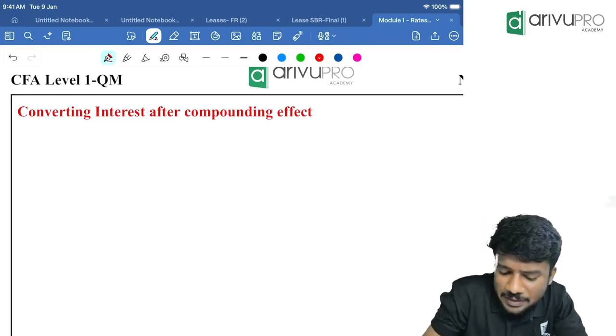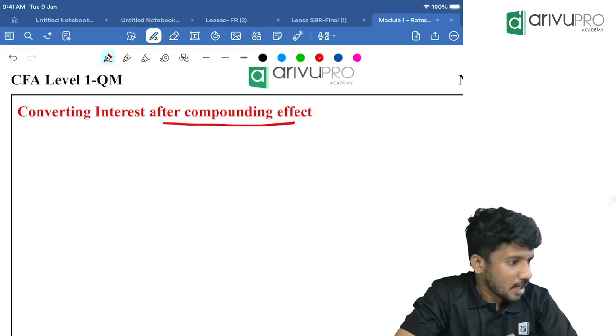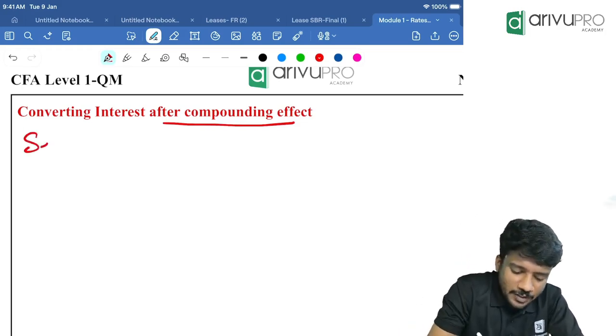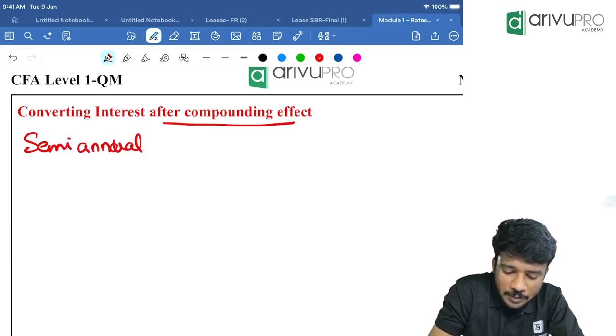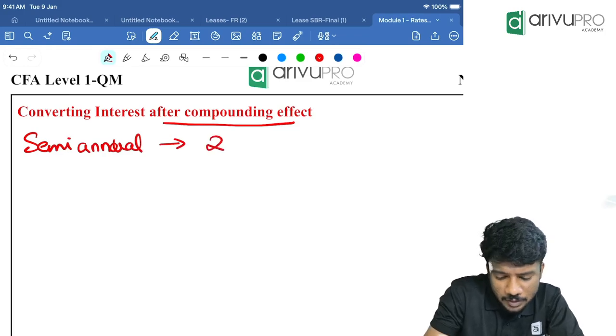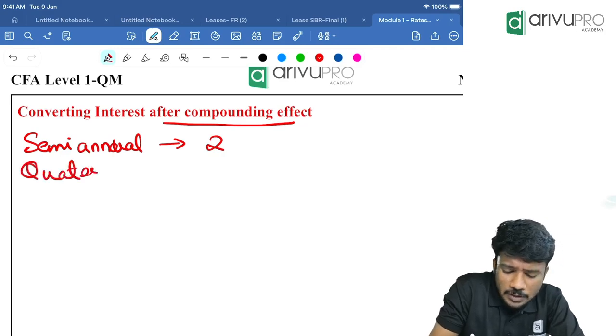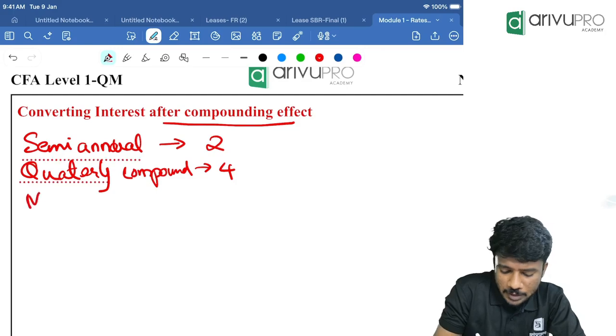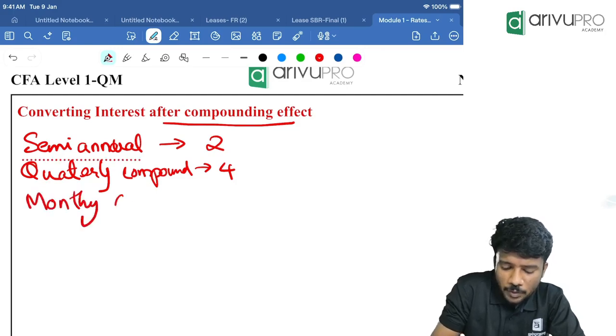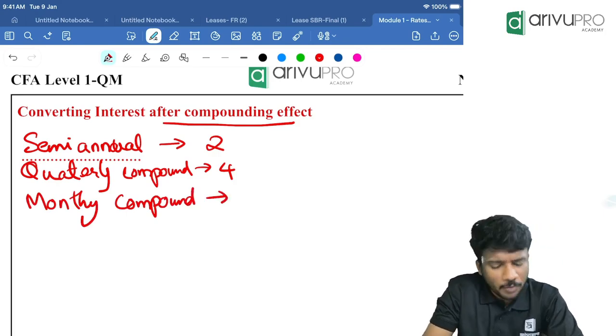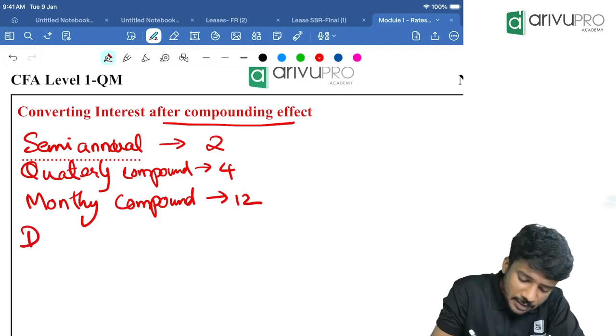So, converting interest after compounding effect. First we have semi-annual compounding. Semi-annual means how many times? 2 times it is getting compounded. Then quarterly compounding, correct? How many times? 4 times. Then monthly compounding, correct? Monthly compounding means how many times in a year? 12 times.